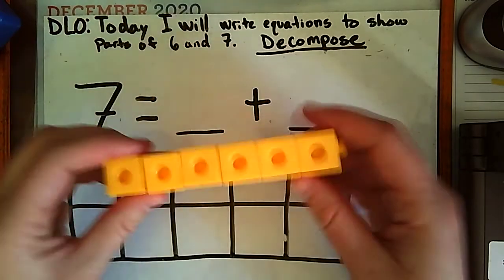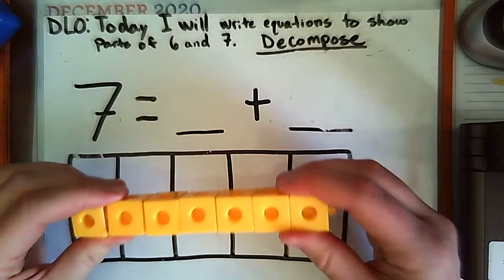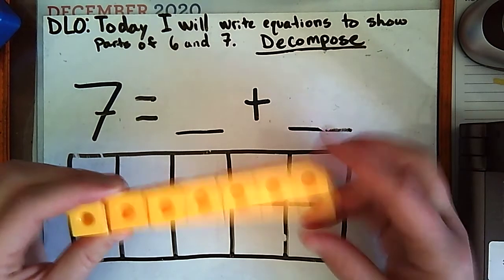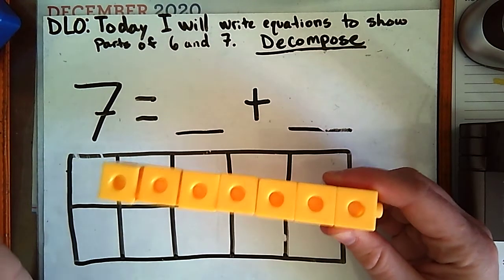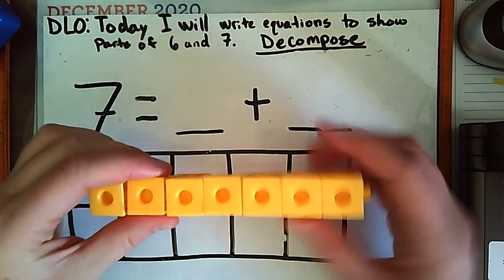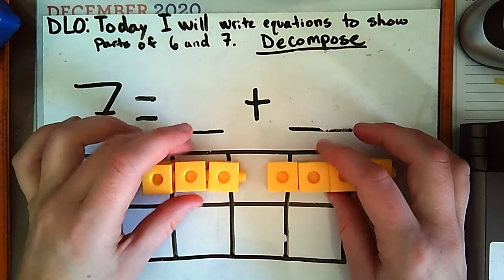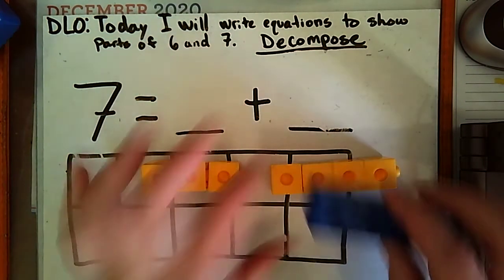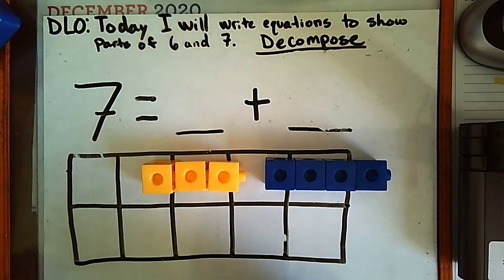Okay, so let's make 7. I need 1 more. So let's write an equation to show parts of 7, which is decompose. 1, 2, 3, 4, 5, 6, 7. I'm going to decompose it. Decompose means break apart. So I broke it apart. I'm going to put it down. I'm going to replace these yellow ones with a blue one, just as a visual so I could see. And now I'm going to write my 2 parts.